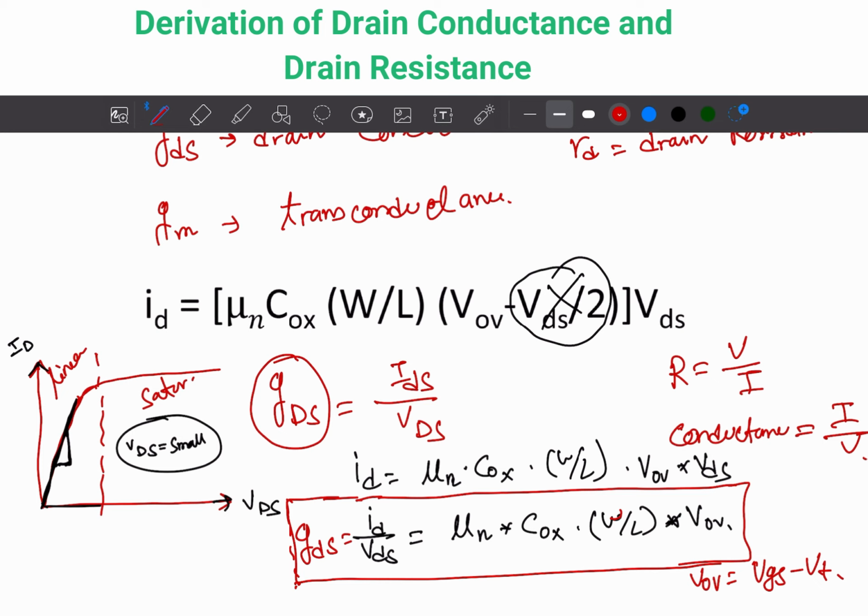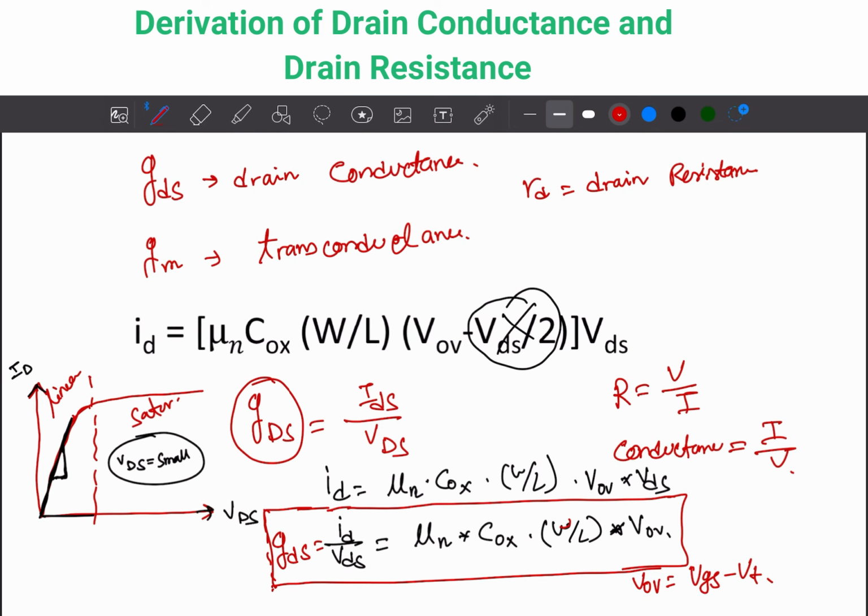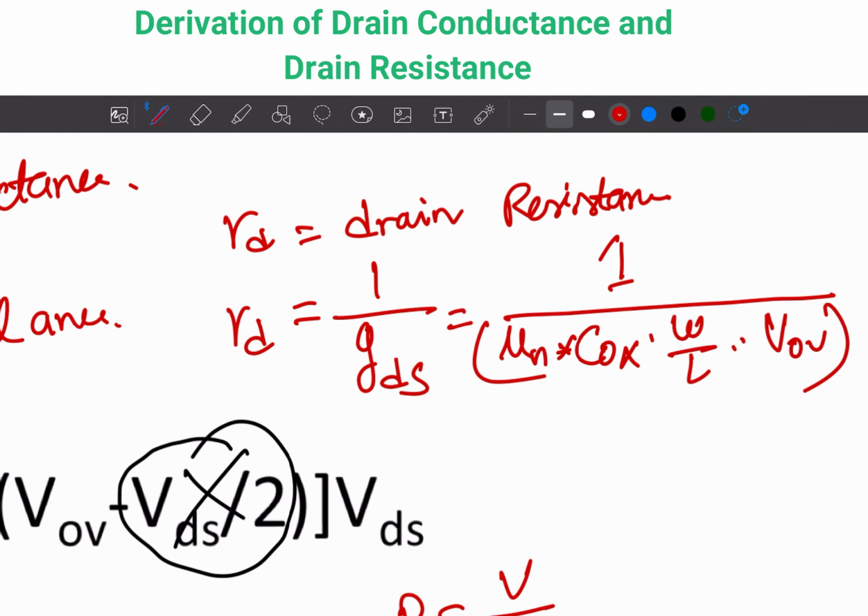Okay, if this is the value of drain conductance, then what will be the value of RD? I write down here, RD is the drain resistance, right? Drain resistance means 1 by drain conductance. So from here we can write it is just 1 divided by mu n COX multiplied by W by L multiplied by VOV. Okay, so this will be the value of the drain resistance. So from here I will explain another thing.